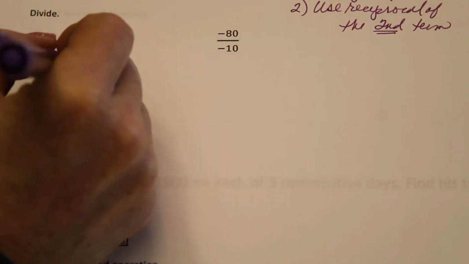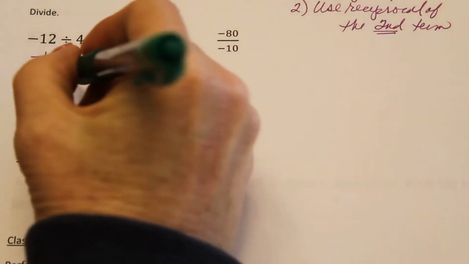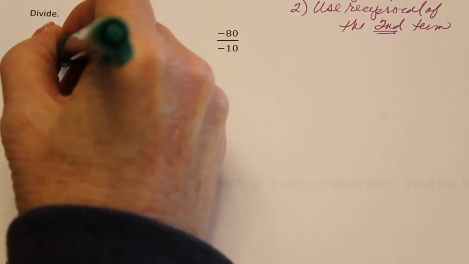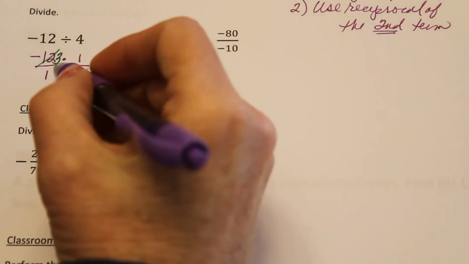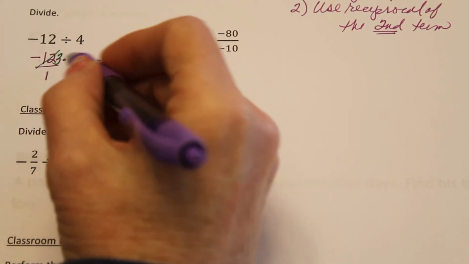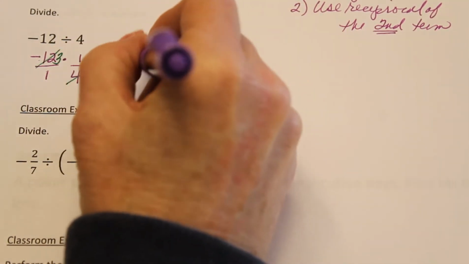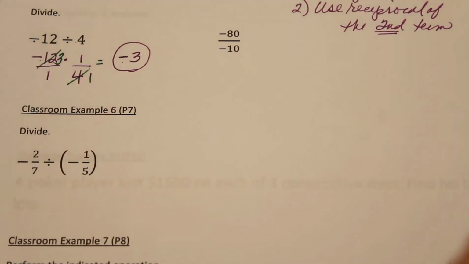And that, if you want to think of that, negative 12 is like 12 over 1. Any whole number or integer is like 1 as a denominator. 4 goes into 4 once. 4 goes into 12 3 times. So multiplying across, negative 3 times 1 is negative 3. And then 1 times 1 is just 1. A negative divided by a positive, your answer should be negative.